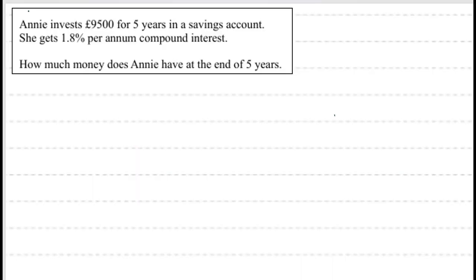Annie invests £9,500 for 5 years in a savings account. She gets 1.8% per annum compound interest. How much money does Annie have at the end of 5 years? We know that everything starts off at 100%, and we are earning 1.8% interest per annum, so we're going to add that on. This gives us 101.8%, and we divide it by 100 to give us 1.018, which is our multiplier.